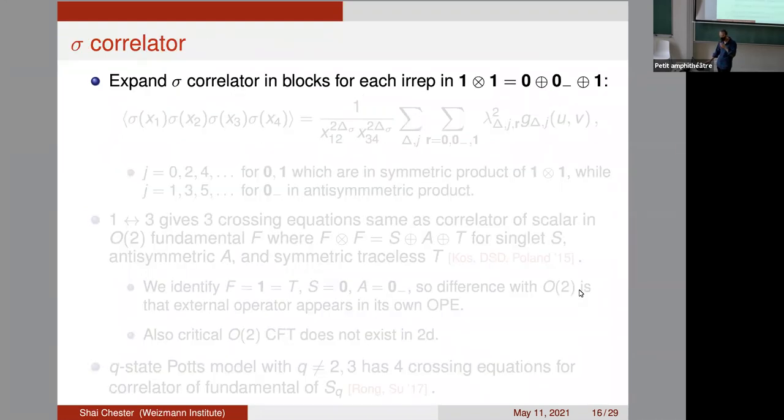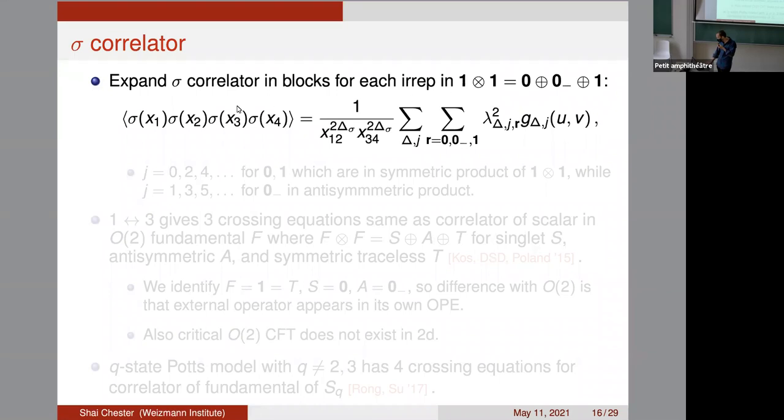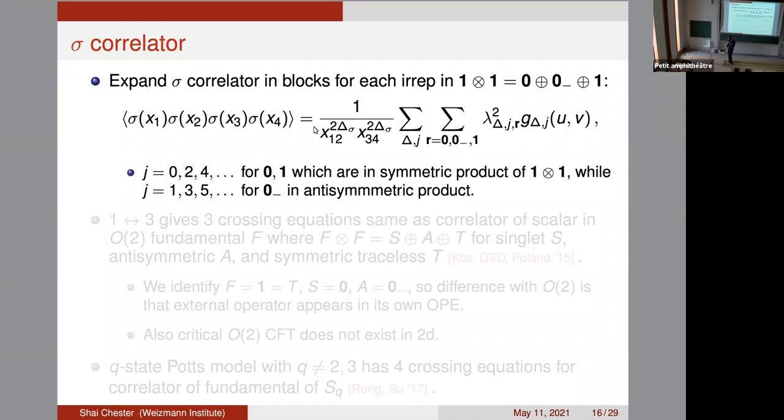Okay, so let's give some facts about this sigma four-point function. We can expand the sigma correlator in blocks for each representation that appears in 1 cross 1. In particular, all three representations appear: the singlet, the sign representation 0 minus, and the charged representation 1. So we take the four-point function and expand it in blocks in the usual way. Here these G of delta and J are conformal blocks labeled by the scaling dimension and spin. U and V are the conformal cross ratios. And then they are multiplied by the OPE coefficient squared, because as usual, we took the OPE twice. These OPE coefficients are labeled by dimension, spin, as well as these three possible representations. And also note that as usual in the bootstrap, the scaling dimension of the external operator enters into this four-point function in terms of these overall factors in front.